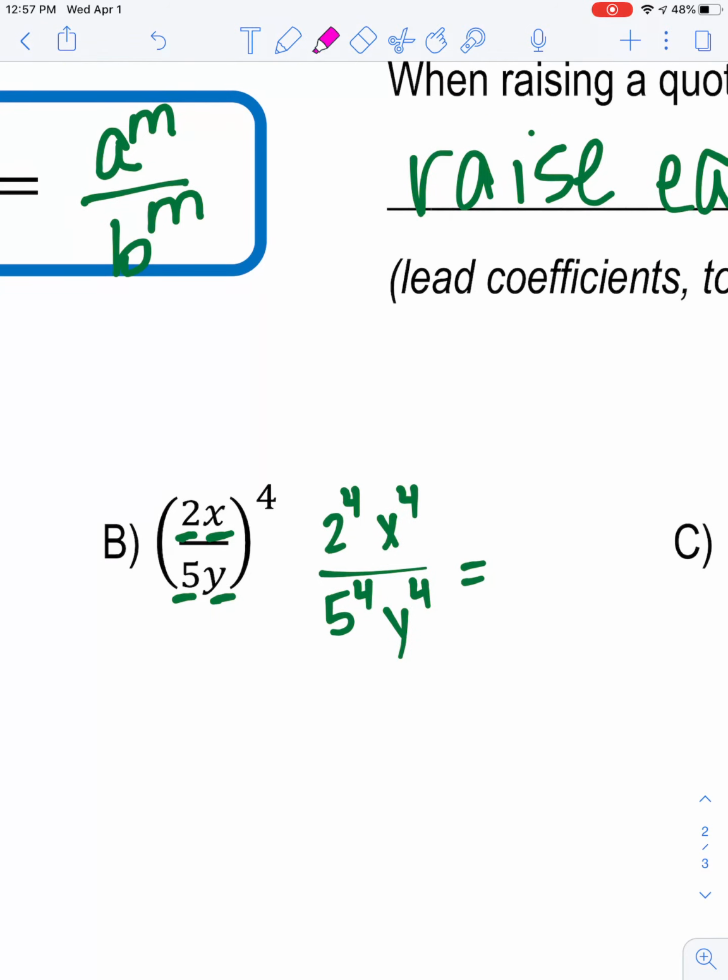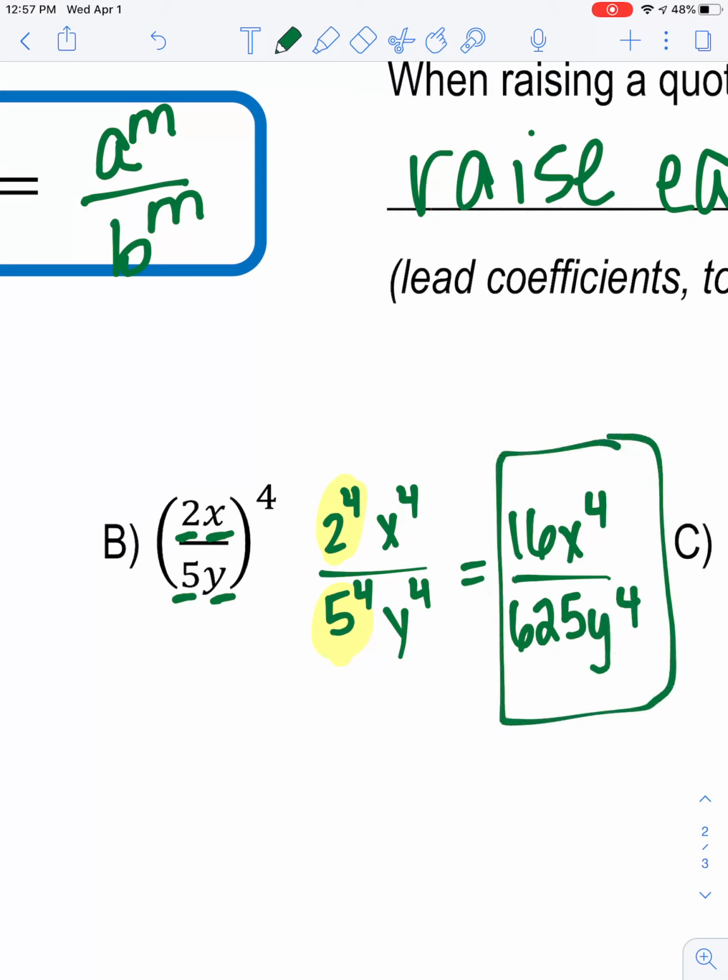Now this can be simplified since I have 2 to the 4th power and 5 to the 4th power. So when there's all numbers, then you should multiply that out, where with the variables, those just stay how they are. So 2 to the 4th power is a 16, x to the 4th. And 5 to the 4th power is 5 times 5 times 5 times 5. You can use a calculator for that. I know 5 times 5 is 25, and 25 times 25 is 625. And then y to the 4th.